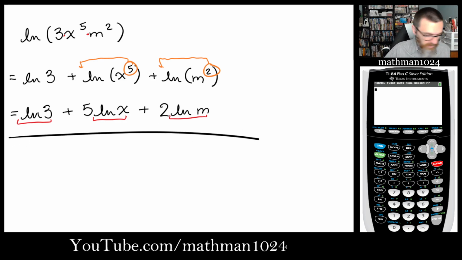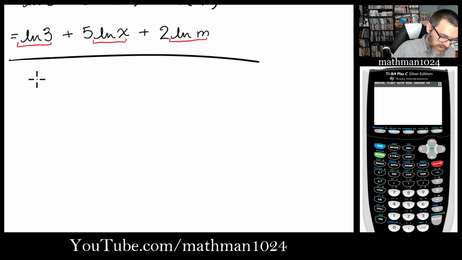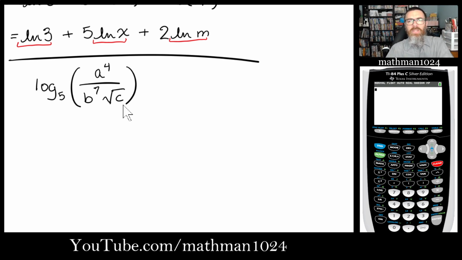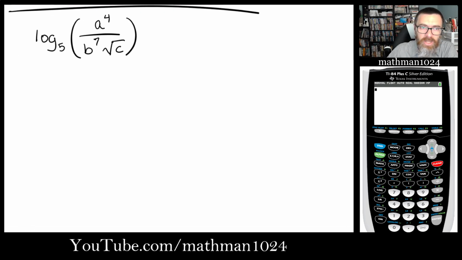All right, let's take a look at the next example. So this is log base 5 of the quotient of a to the 4th over b to the 7th times the square root of c. Now, because we have a quotient, we know that there's going to be subtraction involved. So I'm going to show you two different ways to work this one, and you just have to figure out what way is going to work best for you.